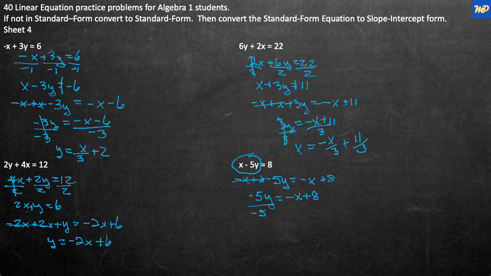Negative 5y equals negative x over negative 5 plus 8 over negative 5. So these negative 5's over here cancel. That was the purpose of dividing by negative 5. So the y is equal to negative x divided by negative 5, which is x over 5. And this becomes a negative because it's a positive over a negative, so negative 8 over 5.